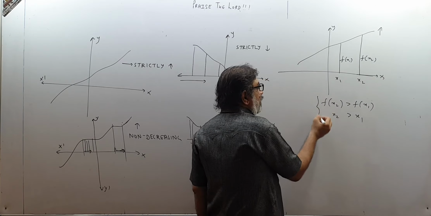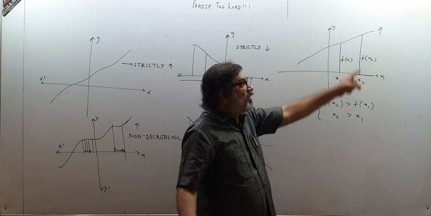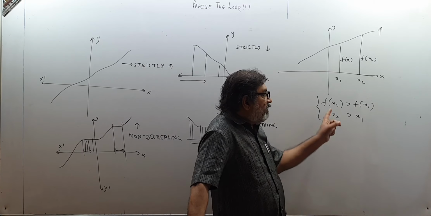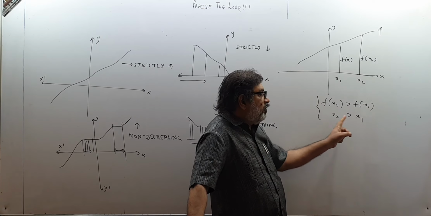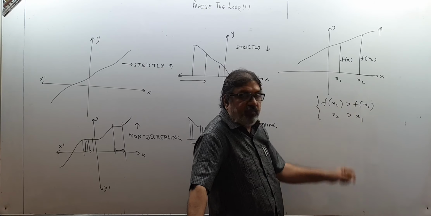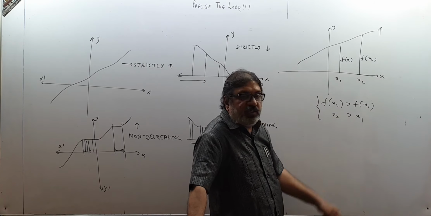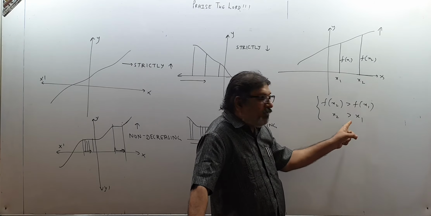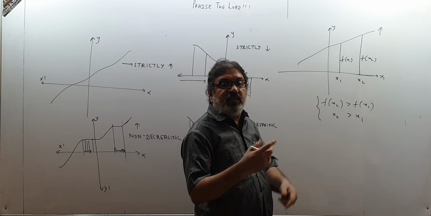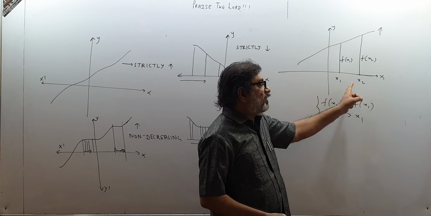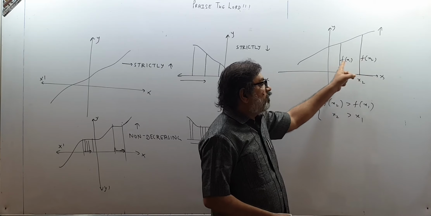So now look at this, children. Where it is a case of increasing function, fx2 more than fx1 will mean x2 more than x1, which means I can remove the function, the inequality sign will not change. Inequality sign will not change when I remove the function or when I apply the function. Supposing x2 is more than x1, so fx2 is more than fx1.